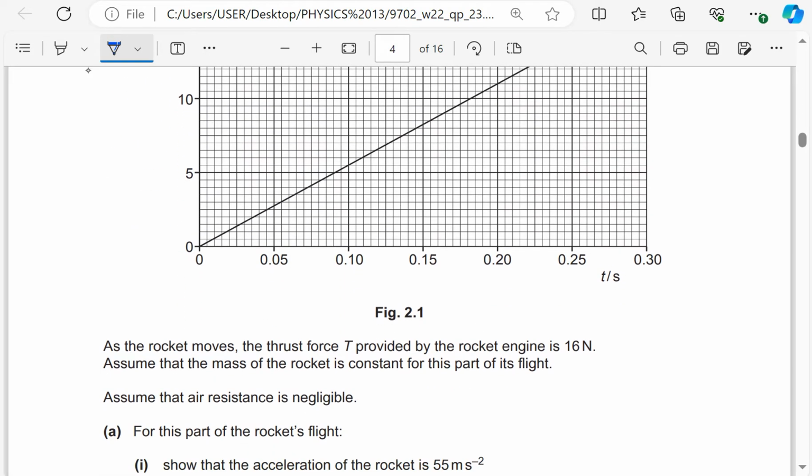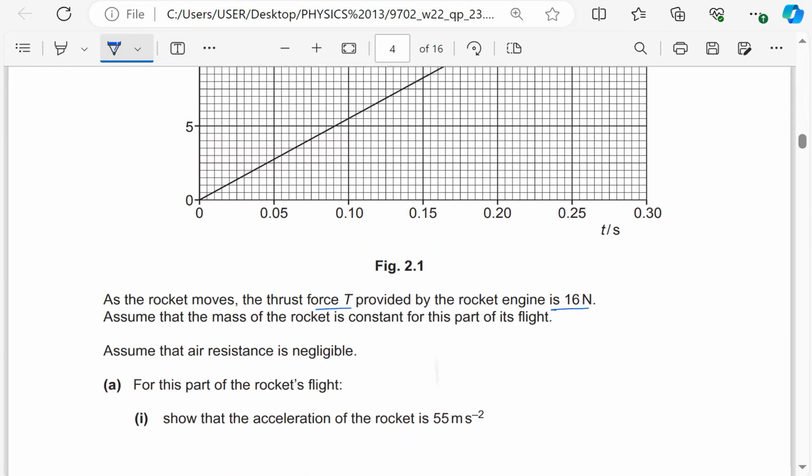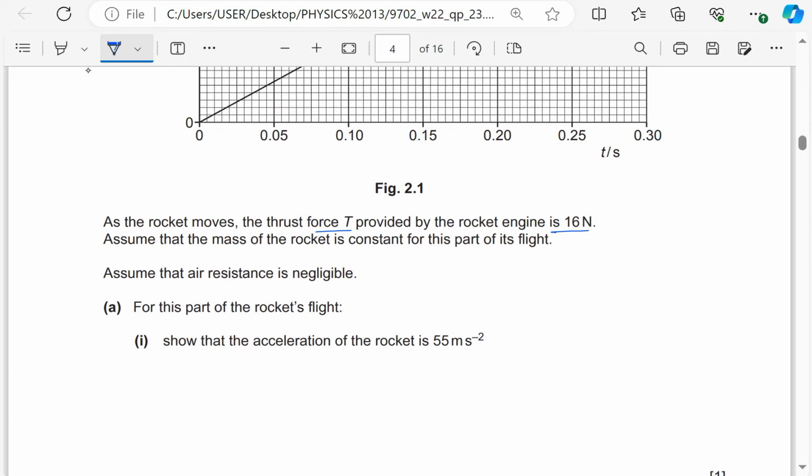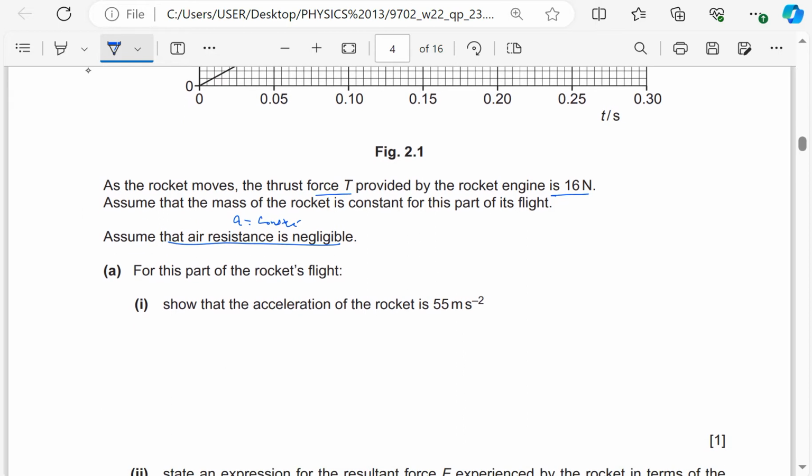As the rocket moves, the thrust force T provided by the rocket engine is 16 newtons. Assume that the mass of the rocket is constant for this part of its flight. Assume that air resistance is negligible, so the equations of motion can apply because the acceleration will be constant. For this part of the rocket's flight, show that the acceleration of the rocket is 55 meters per second squared.